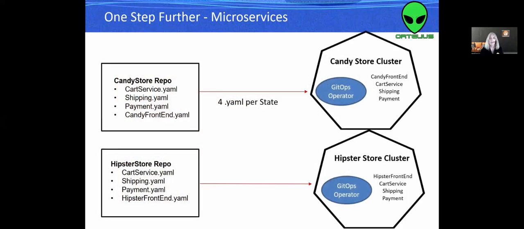So let's take a look at a simple, very simple example. We have an online store company here. They have two front ends. They have a candy store and they have a hipster store. The candy store and the hipster store, they share services. They use the same shipping, the same cart, and the same payment service.